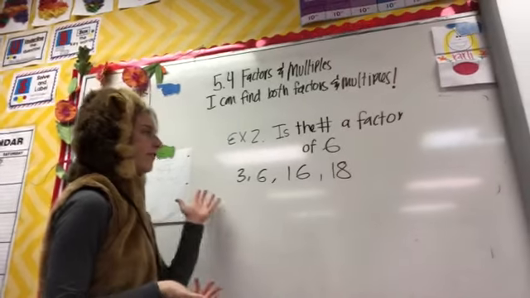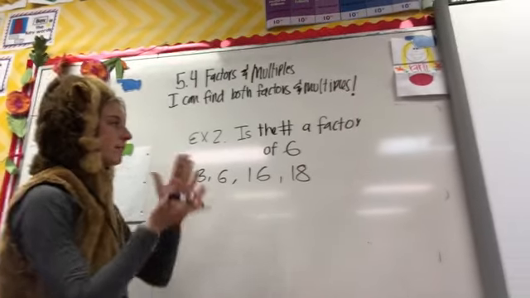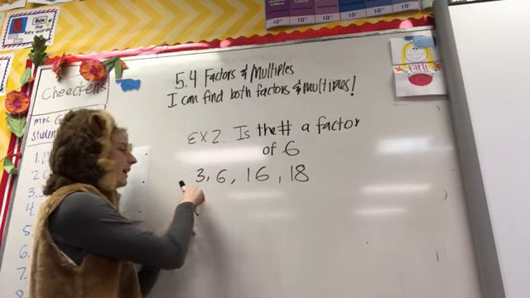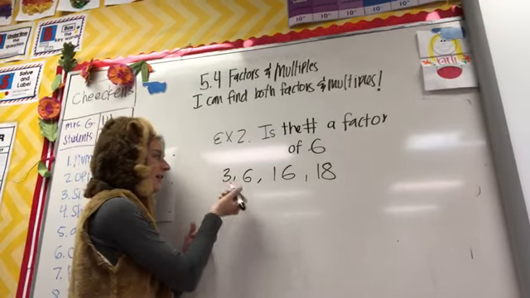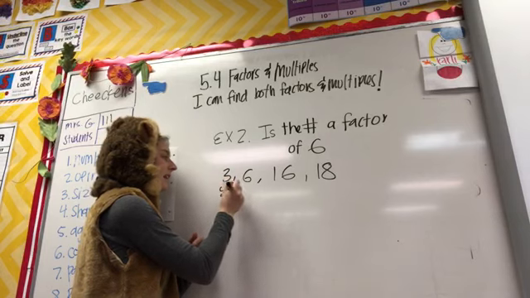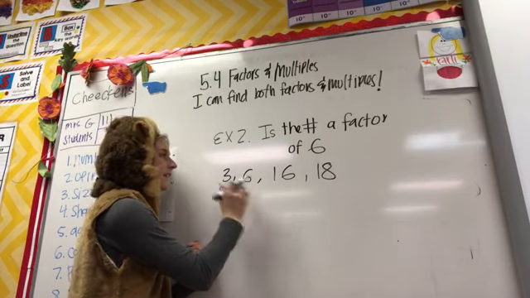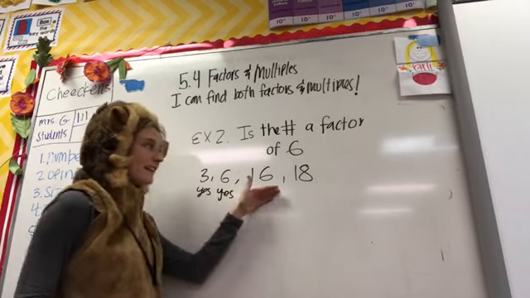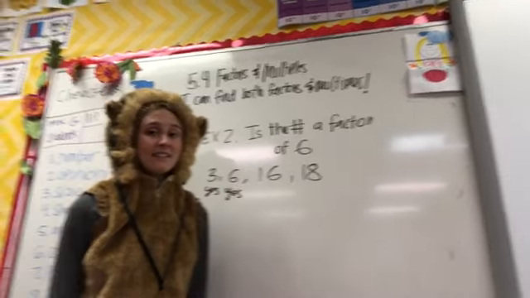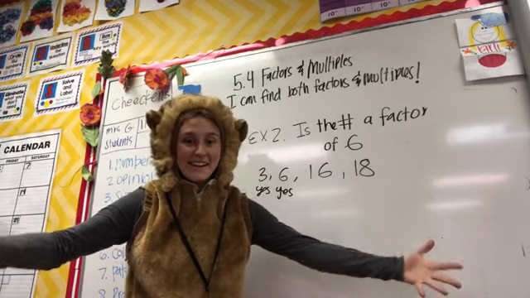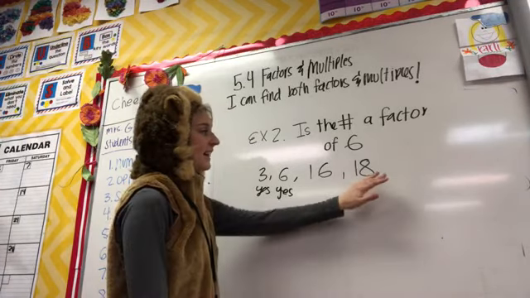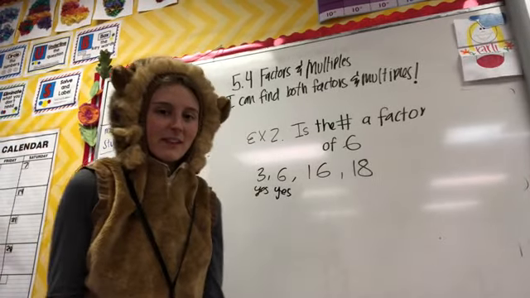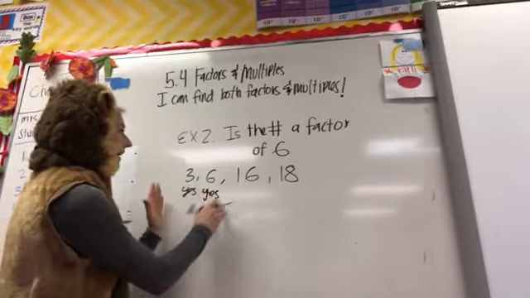So, what facts make up 6? We have 1 times 6, 2 times 3. That's it. So, is 3 a fact that makes up 6? Yes, it is, because 3 times 2. Is 6 a fact that makes up 6? Yeah, 1 times 6. Is 16 a factor of 6? No, it's bigger than 6. That can't possibly make up 6. Is 18 a factor of 6? No, because it's bigger. So you see how these are the facts that make up 6.